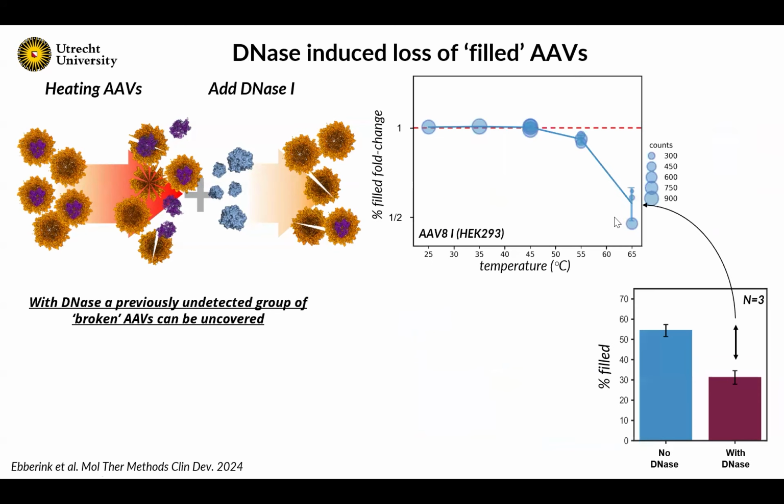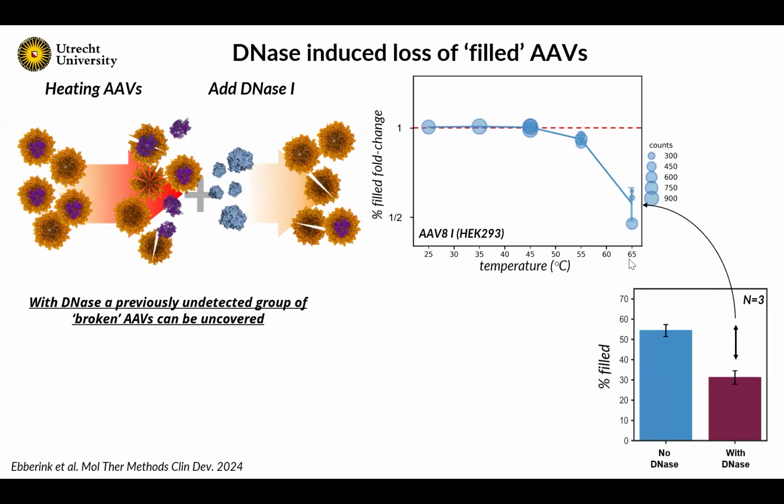So this was, of course, quite an interesting observation. This would mean that there is a population of AAVs which looks like they are properly filled and are okay, but in fact are not. They might be broken, or the DNA might be stuck on the outside, and adding of DNase would uncover this population of AAVs actually. So we wanted to check this out, but also for different temperatures.